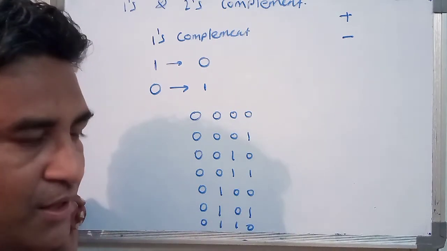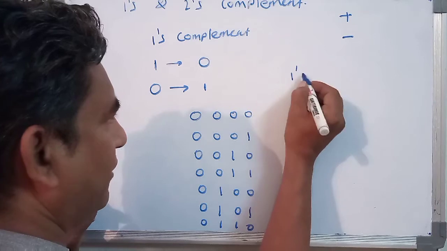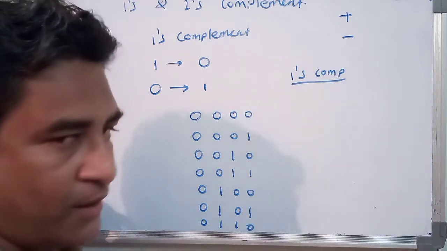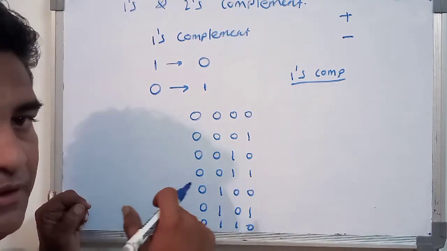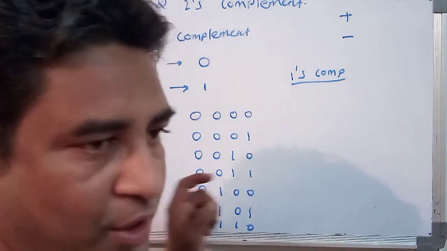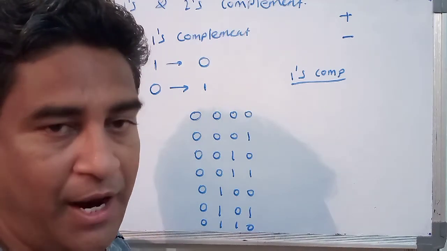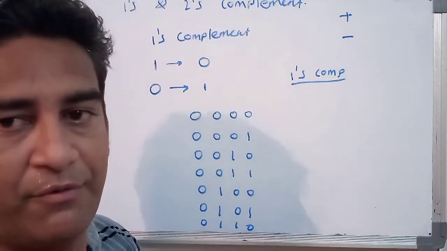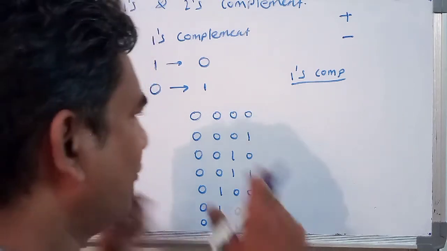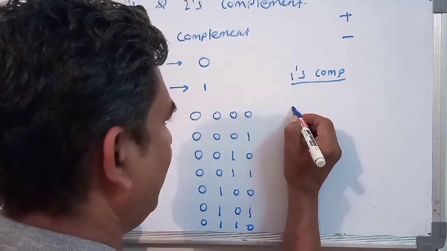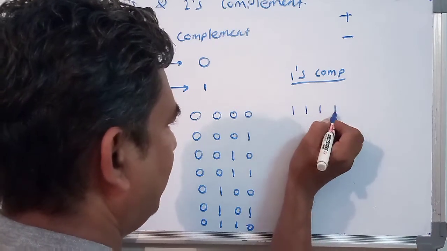These are the numbers, and I told you that you have to convert them into ones complement. So what will be your answer? Where there is a 0, you have to write a 1, and where a 1 is present, you have to write it in a zero form. So 0, 0, 0, 0 becomes 1, 1, 1, 1.